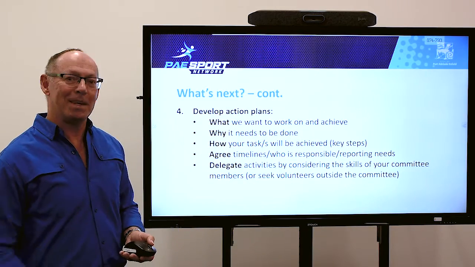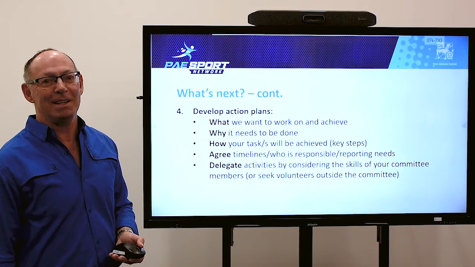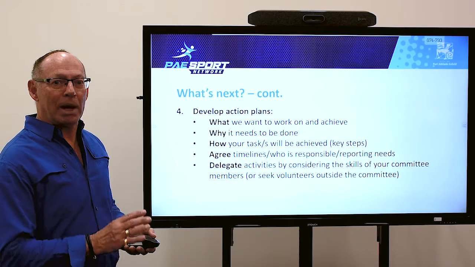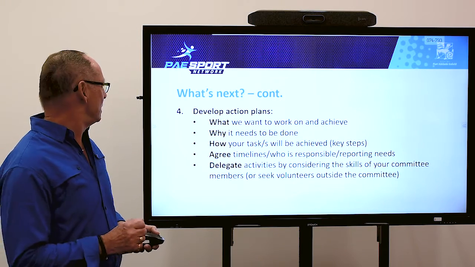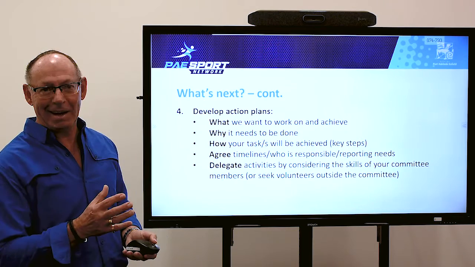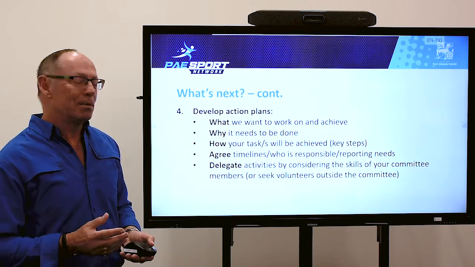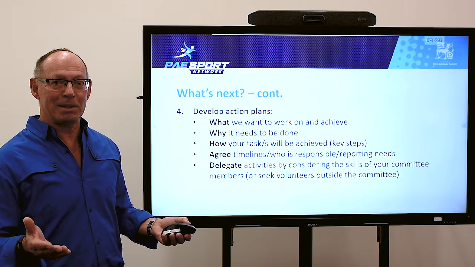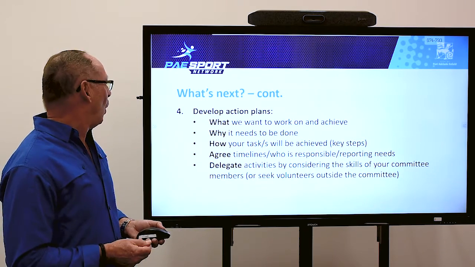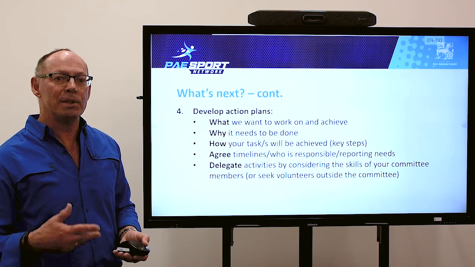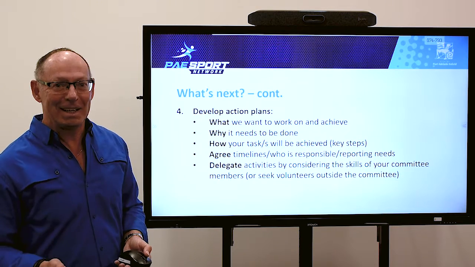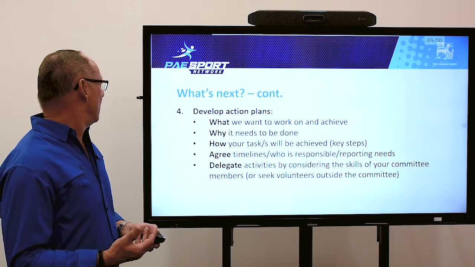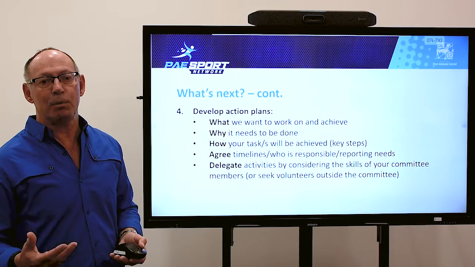Okay, everyone, it's time to think about doing something about all of this now. I've put a little tip of the way you might do your action plans. And I use a terminology of what, why and how, because that's really important. What we want to work on and achieve is the decision you make about what aspects you may have listed earlier on, why it needs to be done, and that's really important because people in adult land in particular don't do things because we tell them to, but you need to have justification. And thirdly, how your task or tasks will be achieved.